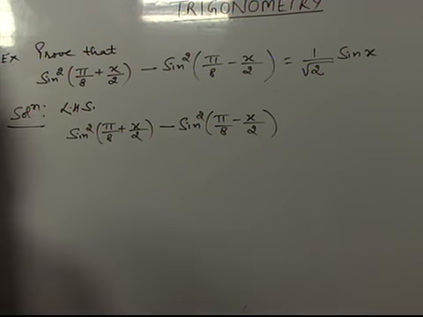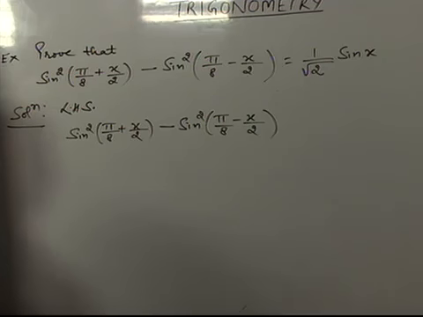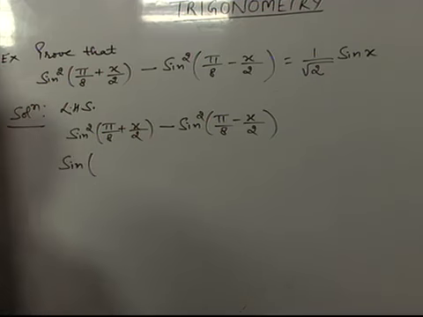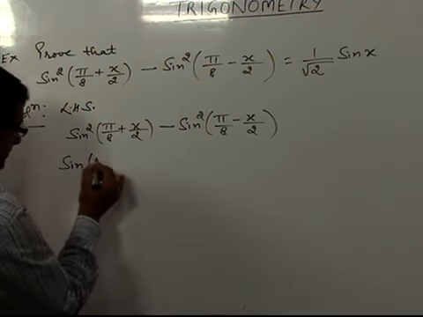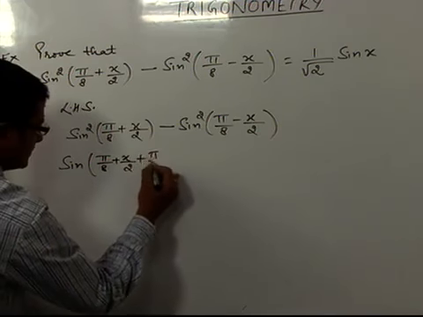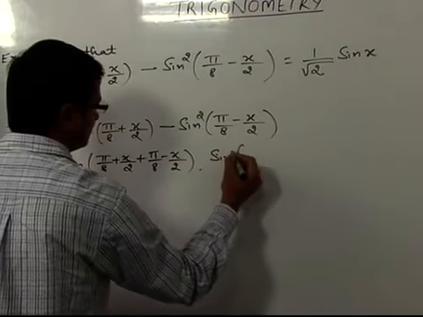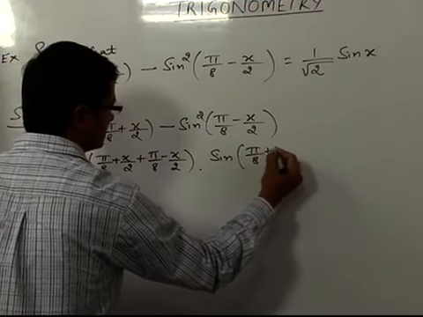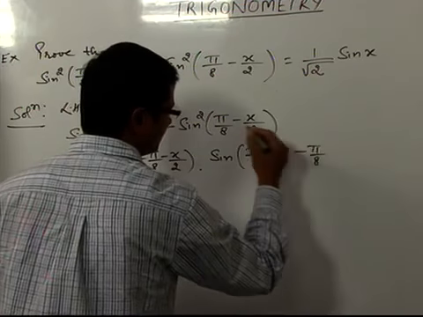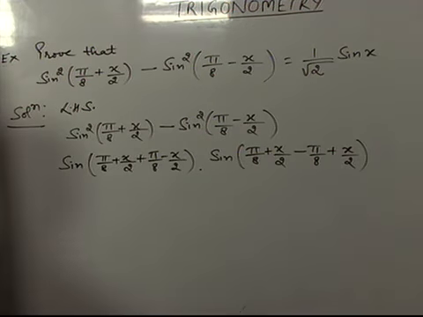Here we can apply the product formula sine square a minus sine square b, that is equal to sine a plus b into sine a minus b, means sine pi by 8 plus x by 2 plus pi by 8 minus x by 2 into sine pi by 8 plus x by 2 minus pi by 8 plus x by 2.